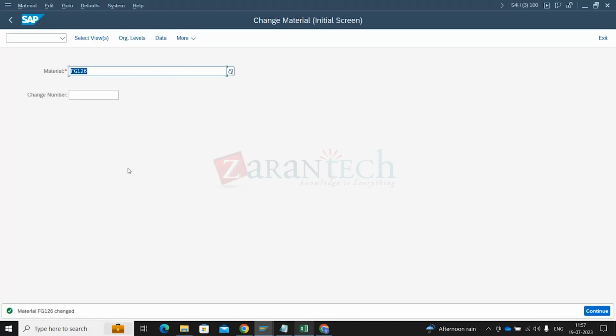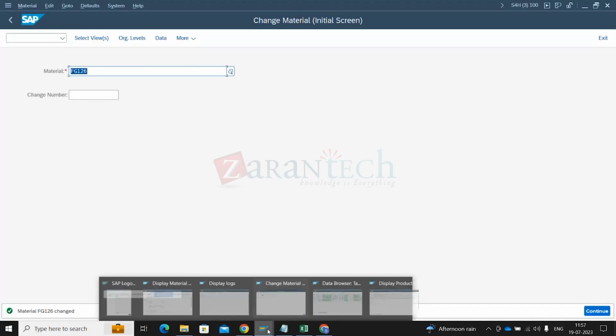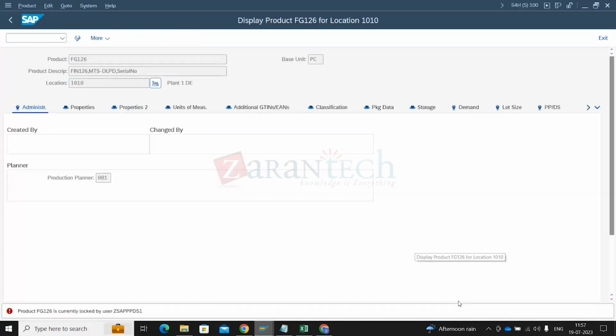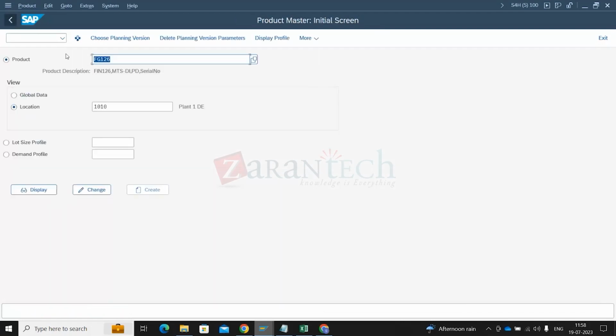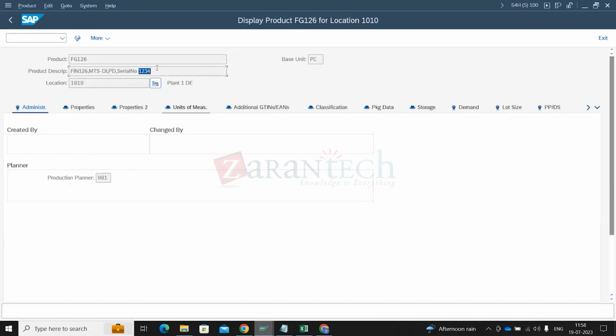So now the material is changed. Let us go to the PPDS side of it. Go back and say display. Now see, the 1, 2, 3, 4 came. I need not run anything because technically it is referring to the same table in the back.